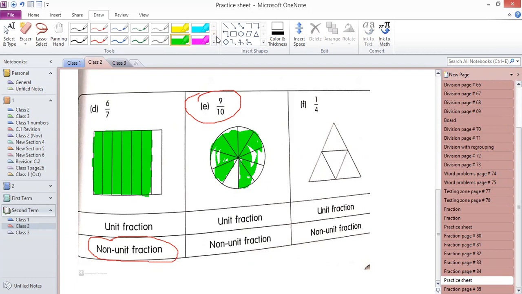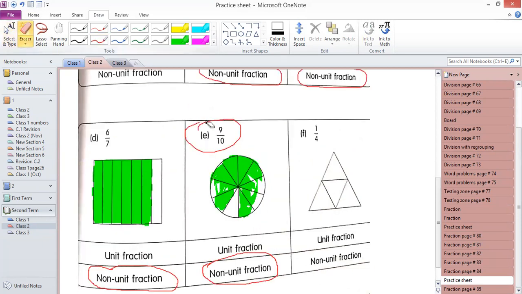Now tell me, 9 over 10 is a unit fraction or non-unit fraction? Yes, guys. Non-unit fraction. 9/10 is a non-unit fraction. Why? Because there is 9 in the numerator. For a unit fraction, it should be 1. So I will circle here non-unit fraction.